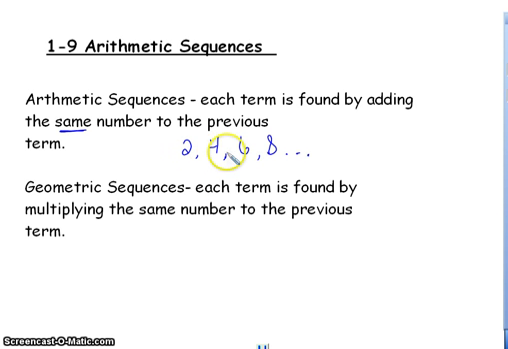So if you look at this sequence here, what I'm doing to each term is adding 2 to it to get the next term. So 2 plus 2 is 4. 4 plus 2 is 6. 6 plus 2 is 8. So this would be an arithmetic sequence.